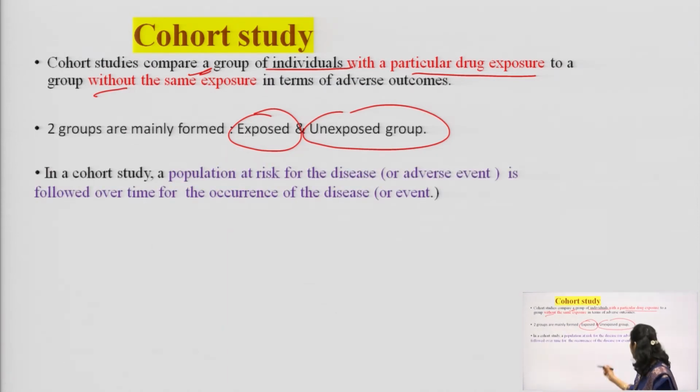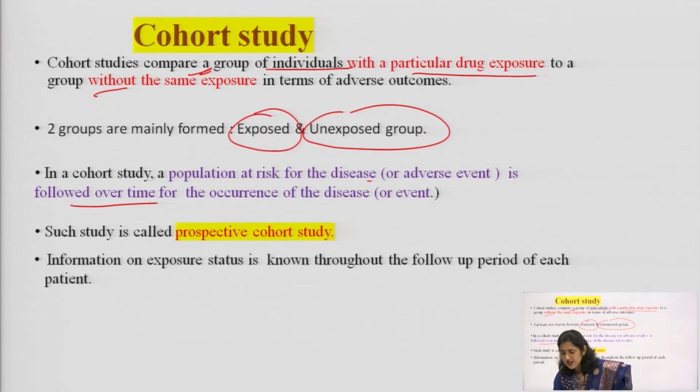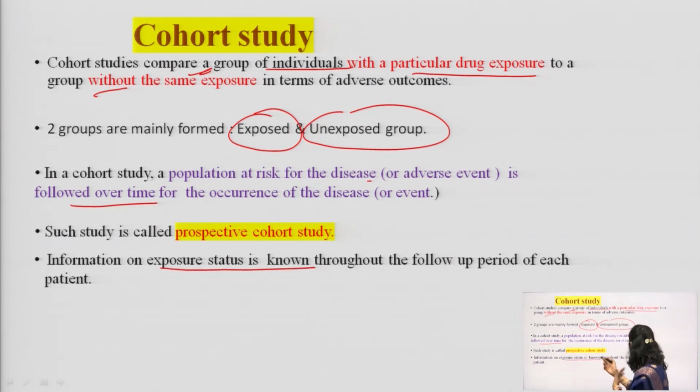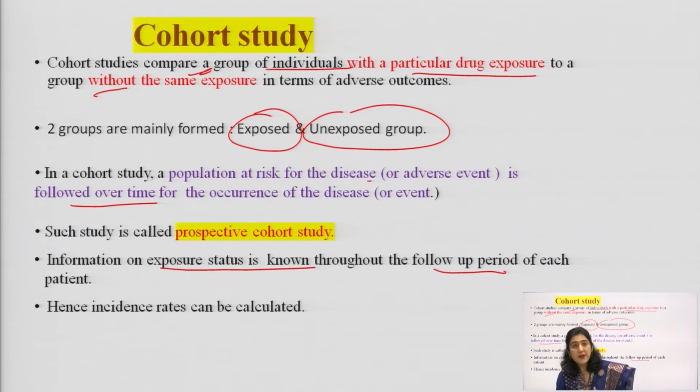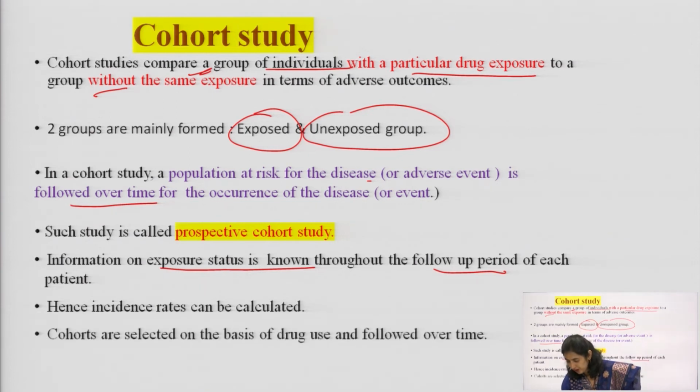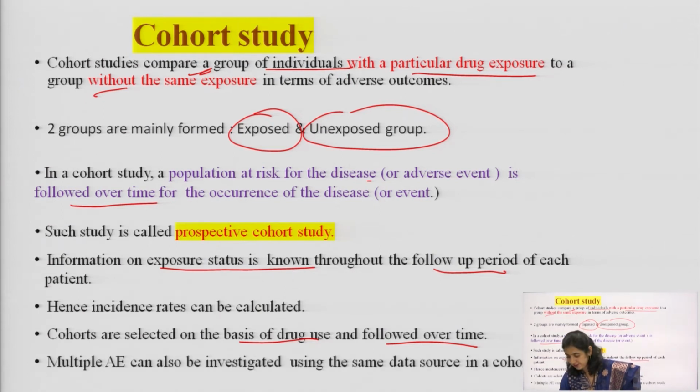So in a cohort study, population at risk for the disease or adverse event is followed over time. That is prospective for the occurrence of the event. So let's try to understand. Such study is called prospective cohort study. Here the information exposure status is also known, okay, and we are following up the patients, and then we also come to know about the outcomes. So we can calculate the incident rates easily because we know which population we are going through. So cohorts are selected on the basis of drug use and they are followed over the time. That's called cohort studies. Multiple adverse events can be investigated using same data source in a cohort study.